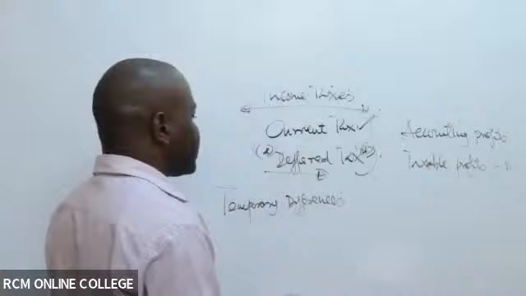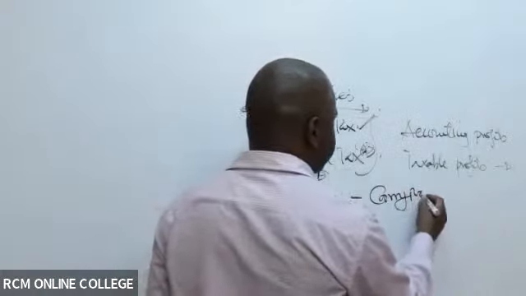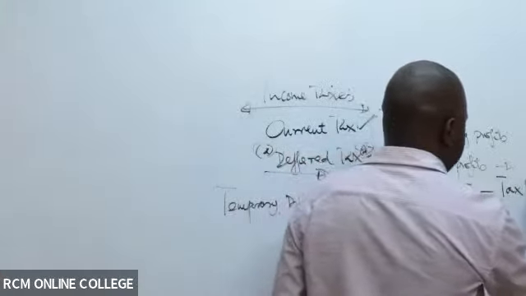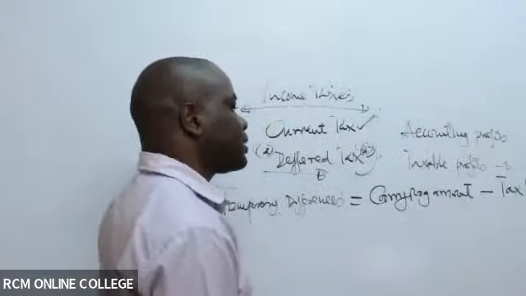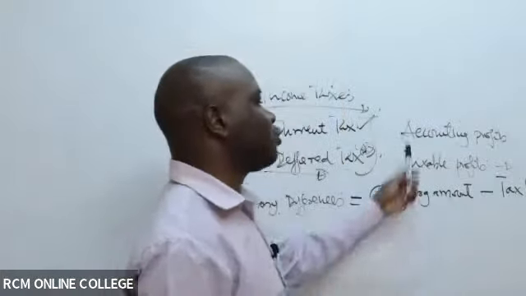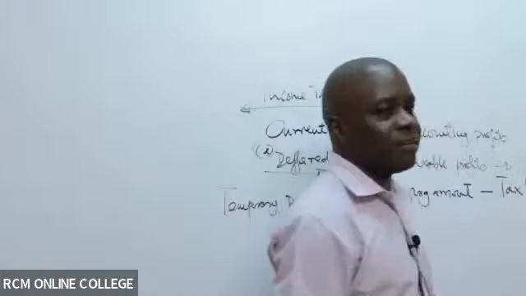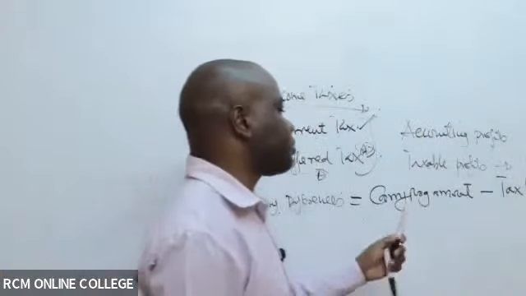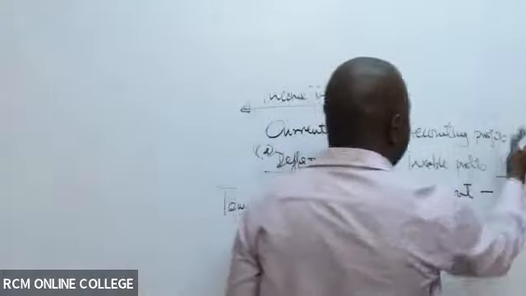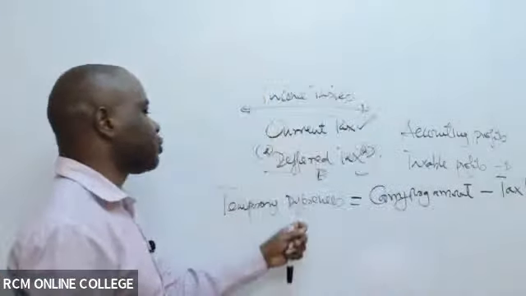And for you to get the deferred tax, you have to get something we call what? The temporary differences, which is equal to the carrying amount minus what? The tax base. The carrying amount is basically the carrying amount of an asset, what the accountant reports in the books of accounts. You minus what the taxman considers as the value of an asset or a liability. When you get the difference between the two, you get the differences between what the accountant considers and what the taxman considers when determining how much you are supposed to pay as tax.